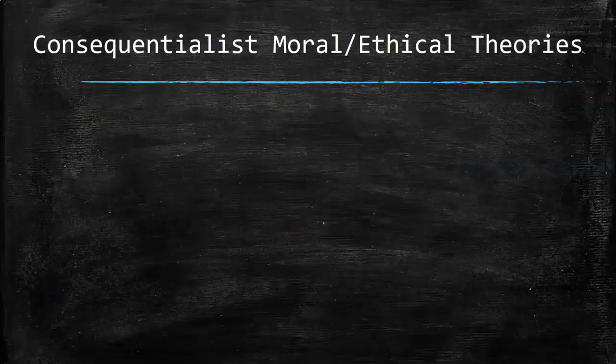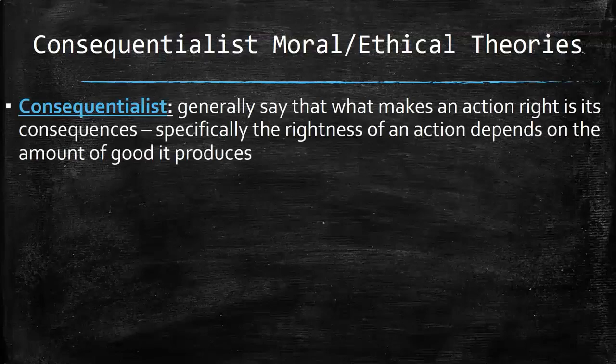Really, what are we talking about with consequentialist moral ethical theories? Again, as I said earlier, consequentialists really focus on outcomes. What makes an action right is its consequences. And that's really what we're going to look at: how much good does it produce? We're going to see there are critiques of this, because it could seemingly justify lots of bad things if you could say it leads to a good. We'll get into that more later.